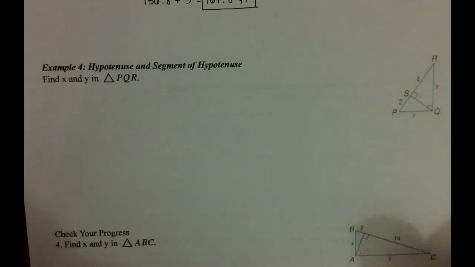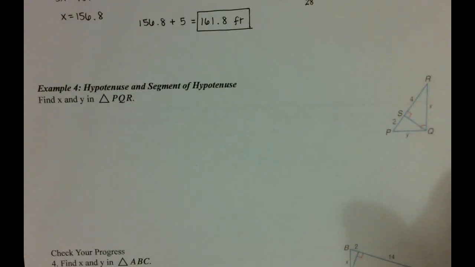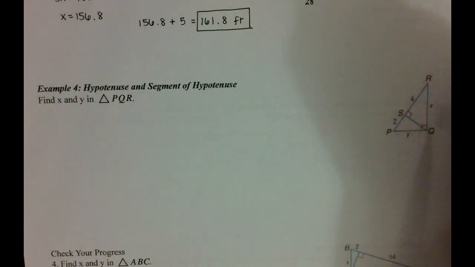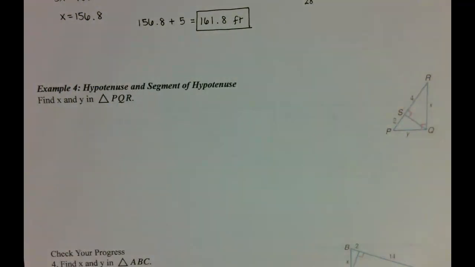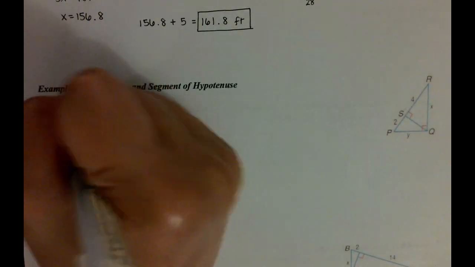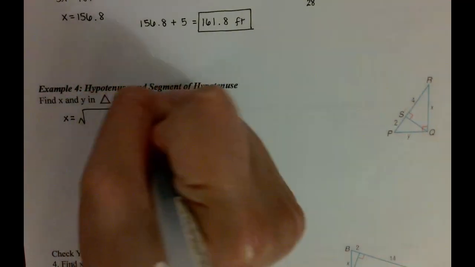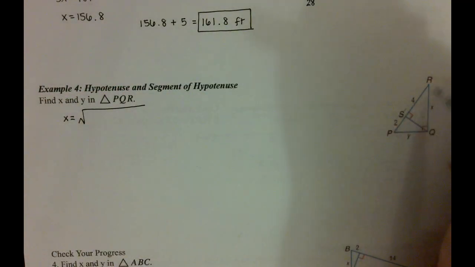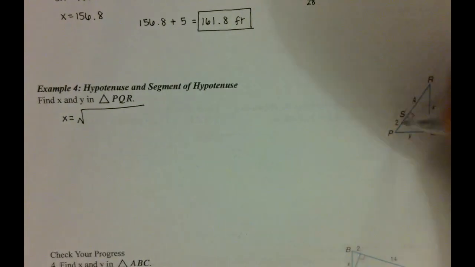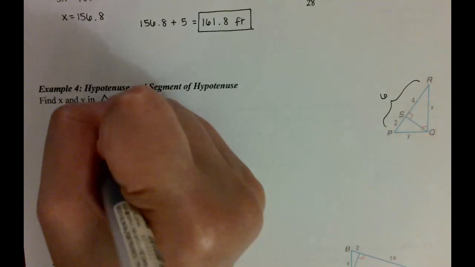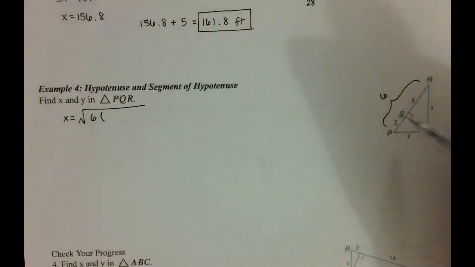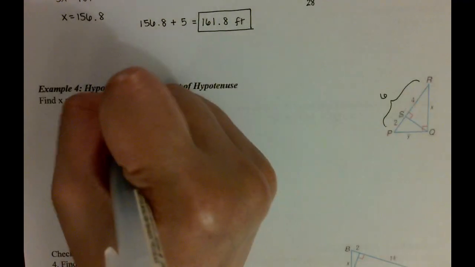Okay, so it asks us to find x and y. So what we know then, x here, this is a leg, right? Since in this original triangle, this is the right triangle, this is the hypotenuse. So that would make x here the leg. So x is going to be the square root of the whole hypotenuse, PR, which if this part is 2 and this part is 4, that means the whole thing is 6. The whole hypotenuse times the part that's closest to it, which is 4.